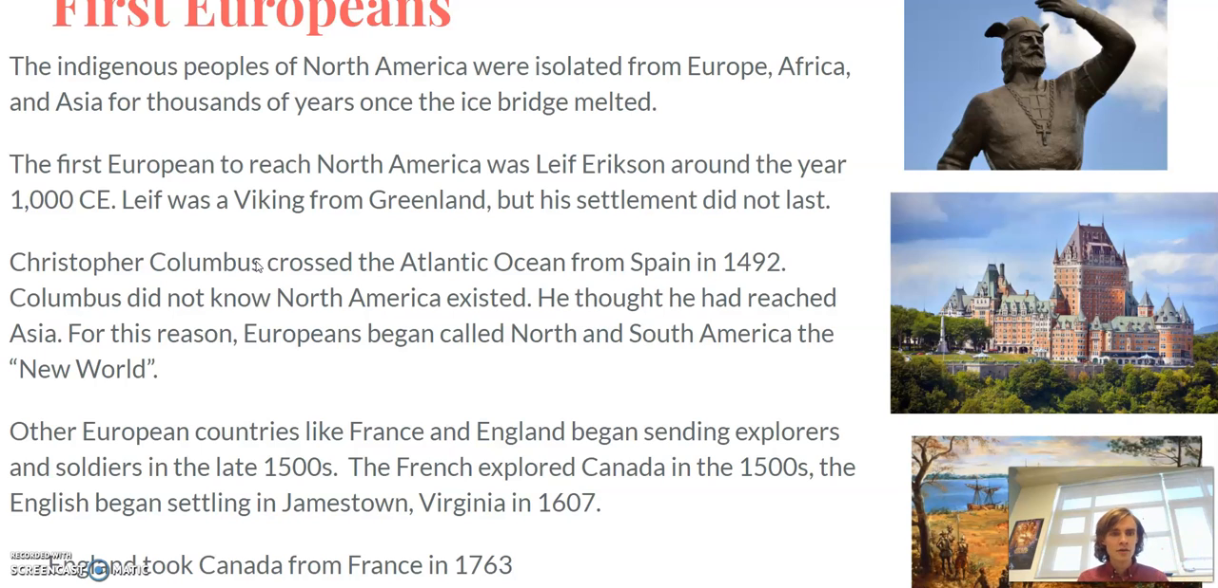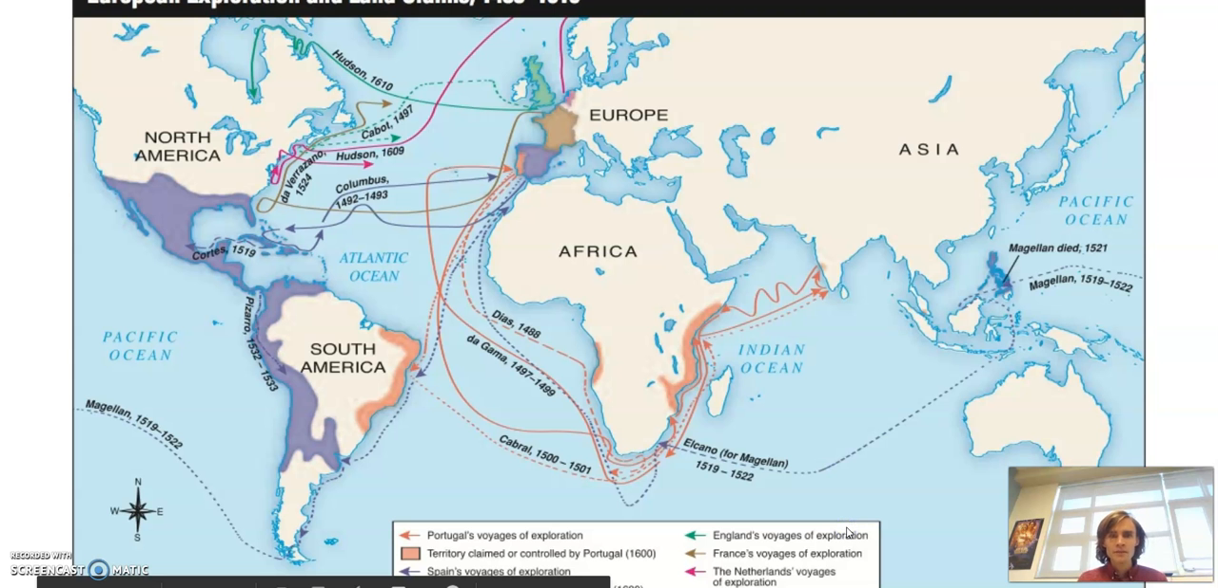After Spain, other European countries like France and England began sending explorers and soldiers to North America in the late 1500s. The French explored Canada, and the English began settling in Jamestown, Virginia, which is now part of the United States. England eventually took control of Canada after they defeated France in a war in 1763. This is a French castle that was built in Canada, and here you have a picture of the Europeans landing in Jamestown. Here's a map that shows some of the European exploration that was happening.